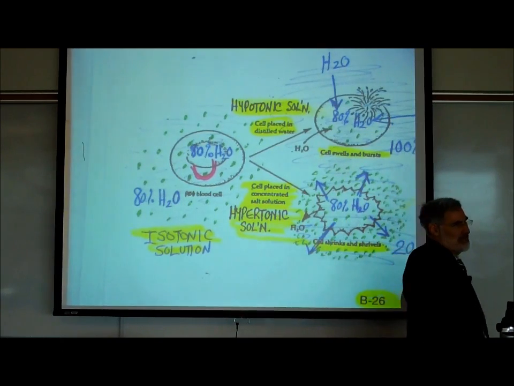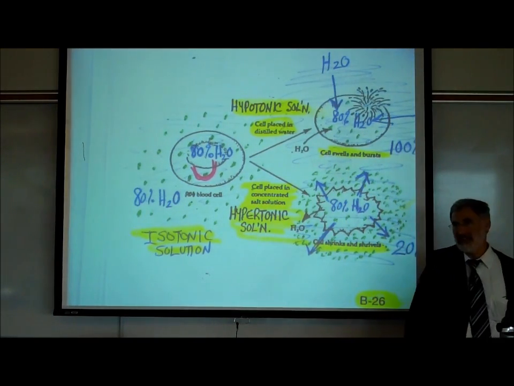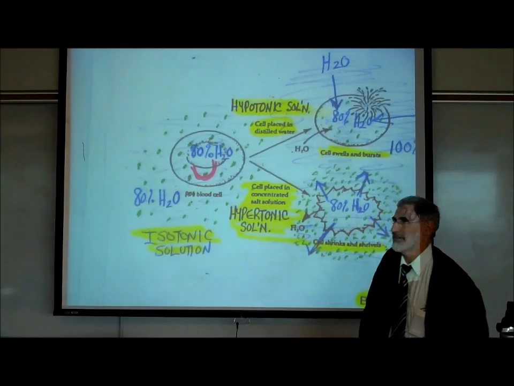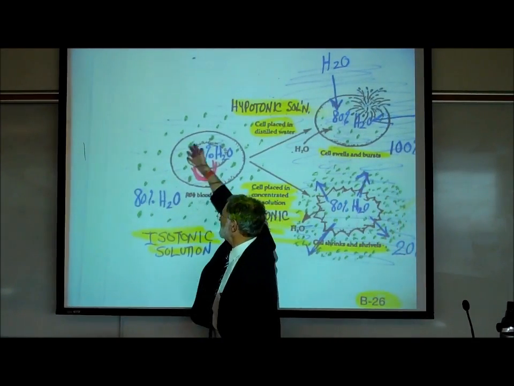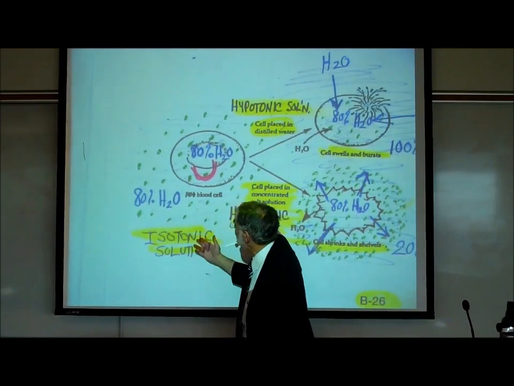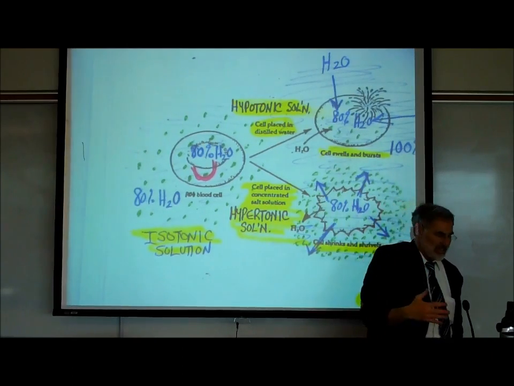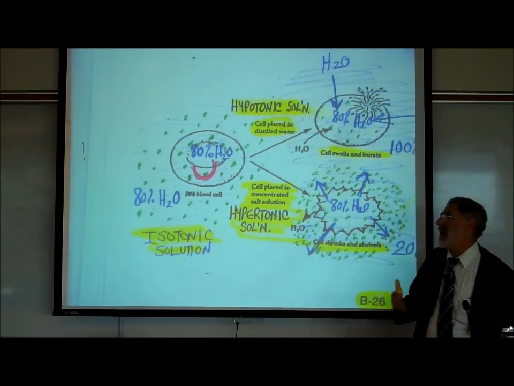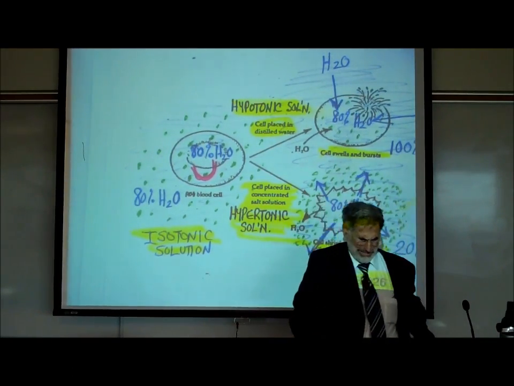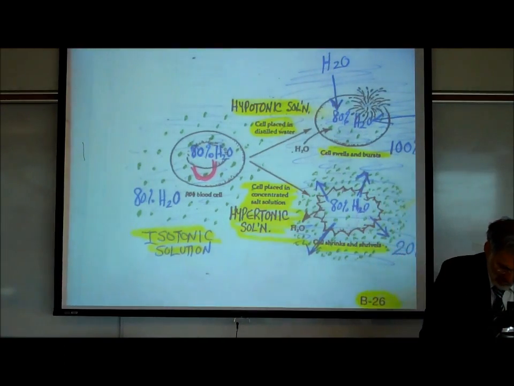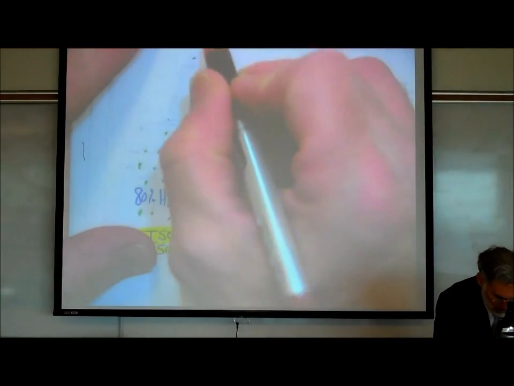What does iso mean? Same or equal. So this fluid on the outside of the cell is the same tonicity, the same strength, the same proportion of water and solutes. You'd say, what are you saying, water and what? I'm saying water and solutes.